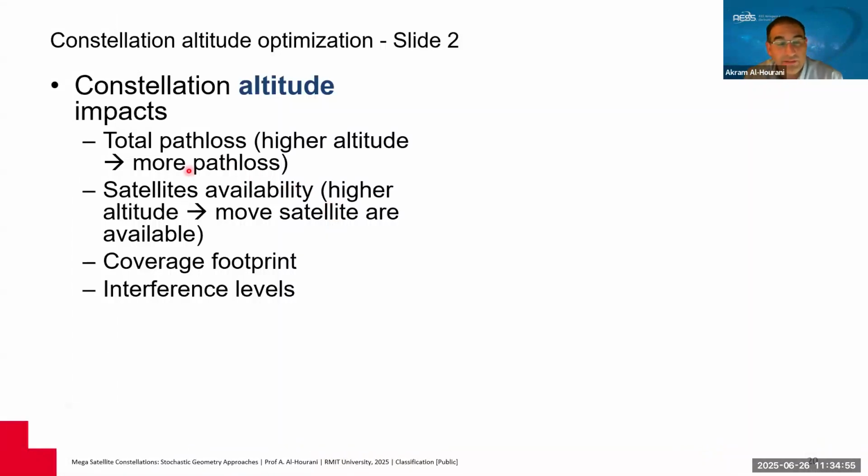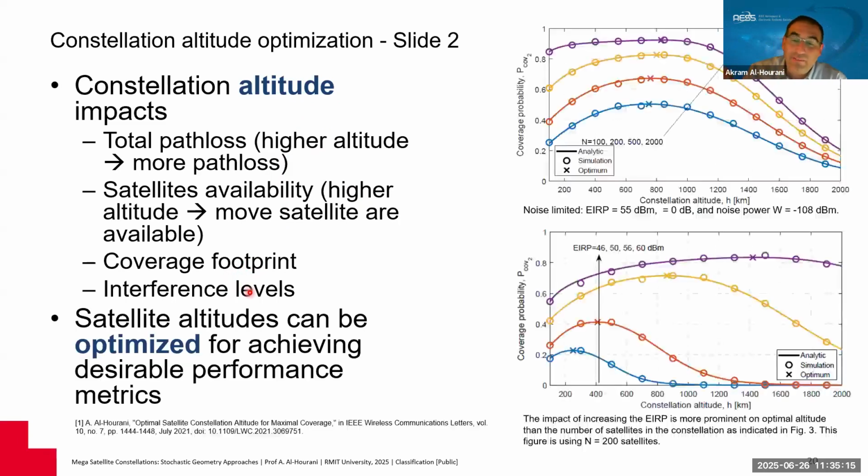Well, there are different factors. One of the things is, if you have a higher orbit, there will be more path loss, so you need to keep that in account. There will be more satellites, which is a good thing, but the coverage footprint will also be larger, and that will lead to more interference. So there's a trade-off here, and you'll find there might be some optimal height at which I can place my constellation that balances all these parameters.